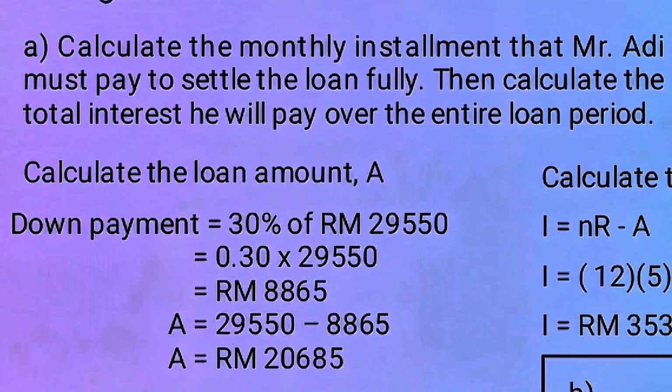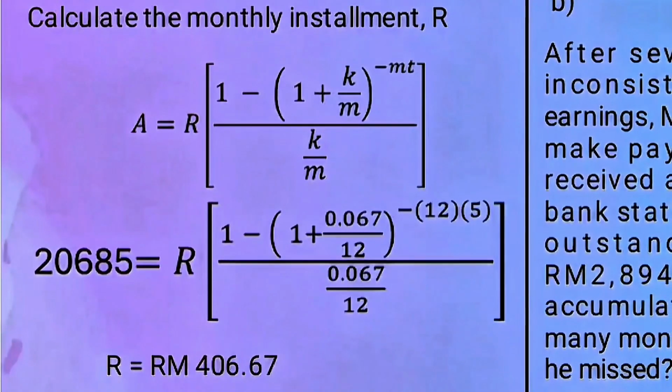So now we will calculate the loan amount, which is A. We know the down payment is 30% of 29,550. So 0.30 times 29,550 equals 8,865, which is A equal to 29,550 minus 8,865, so the loan amount is 20,685. And now we can calculate the monthly installment, which is R.